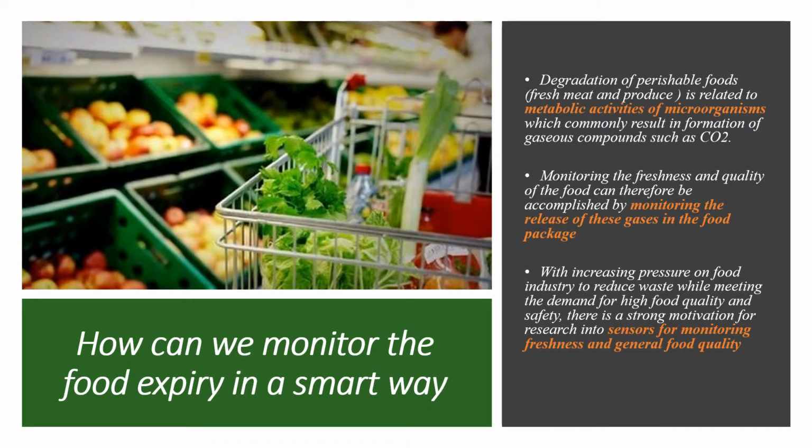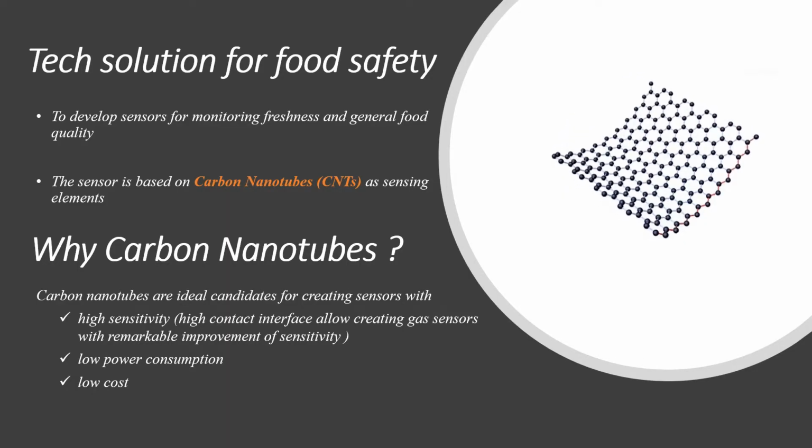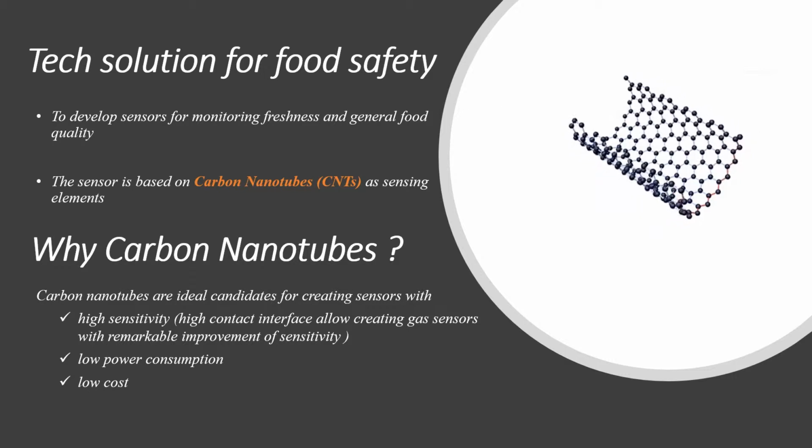Degradation of perishable food is related to metabolic activities of the microorganisms, resulting in formation of gaseous compounds such as carbon dioxide. So monitoring the freshness and quality of the food can therefore be accomplished by monitoring the release of these gases in the food package. So the ideal smart solution for monitoring the freshness and quality of the food is to build sensors for detecting these gases.